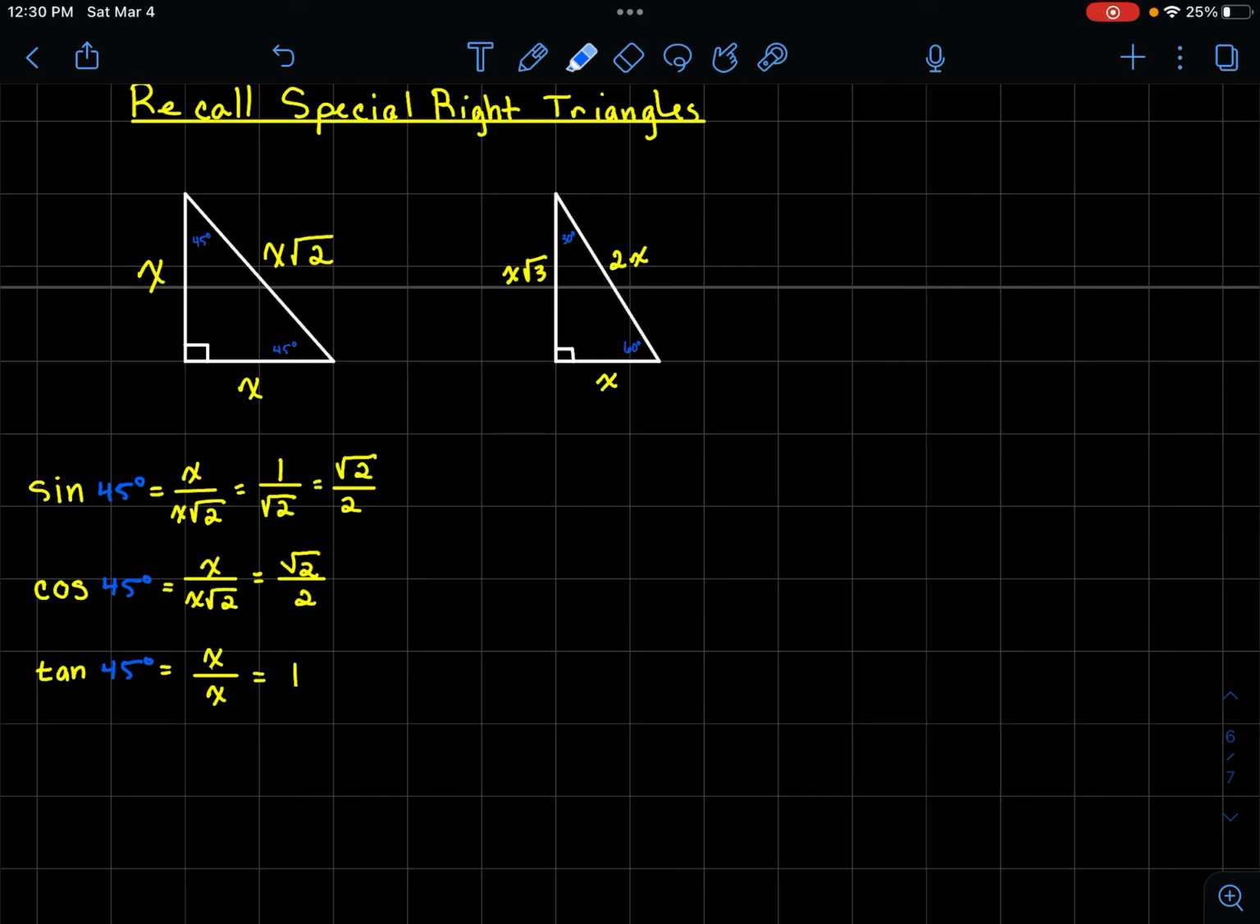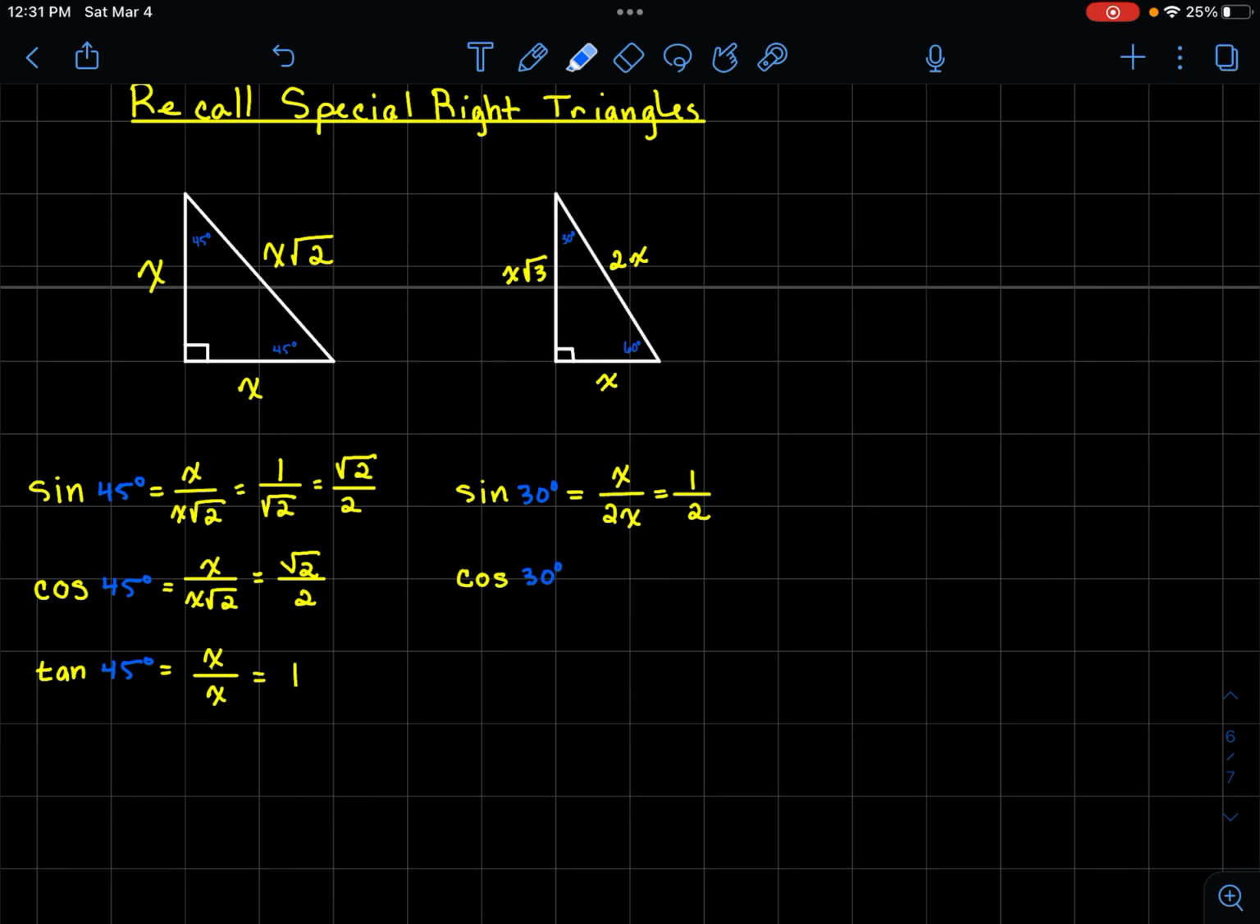The cosine of 45 and the sine of 45 is square root of 2 over 2. Moving over to the 30, 60, 90 triangle. Let's start with 30 degrees. So the sine at 30 degrees is opposite over hypotenuse. Writing our ratio there, we end up with x over 2x. The x's cancel out. That leaves us with the ratio of 1/2.